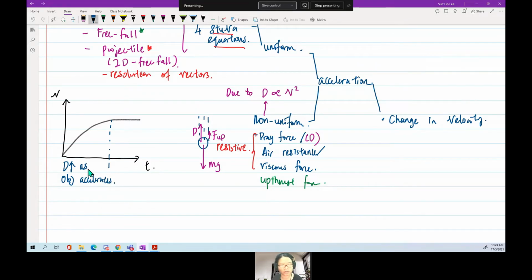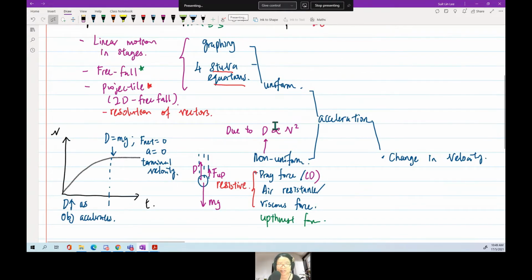Okay, so eventually at this point, let's say we assume upthrust is so small, it's negligible. So at this point onwards, drag force is equal to mg, net force is 0, acceleration is 0. So then we reach this point called terminal velocity. This one also one of their favorites, right? Definitely will ask one. I tell you what, everything here definitely will ask. It's just whether they choose to focus on it or not.